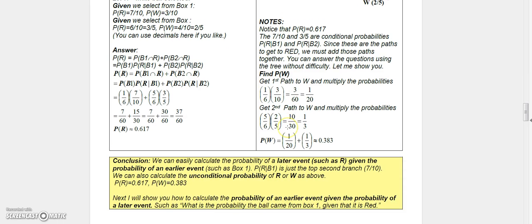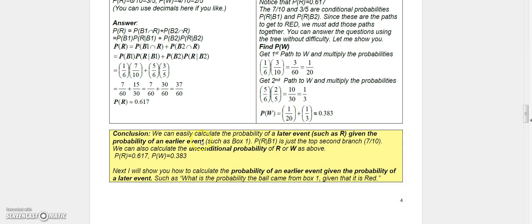Okay, so the conclusion here is that we can easily calculate the probability of a later event, such as a red ball, given the probability of an earlier event, such as box 1, from the tree. The probability of red given box 1 is just the top branch, which is 7/10. And we can also calculate the unconditional probability of red or white as I did above.